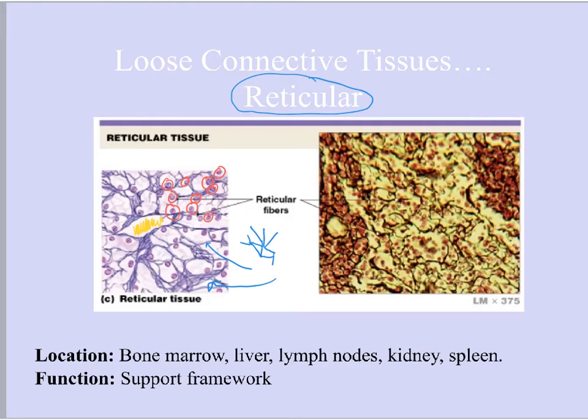Really, what we would like you to be able to do is recognize that this is reticular tissue, and also let me know that we find reticular tissue in bone marrow, in the liver, lymph nodes, I already mentioned kidney and spleen, I think. And its function in those organs is to provide support. So the fibers themselves provide a location where those cells can anchor to.